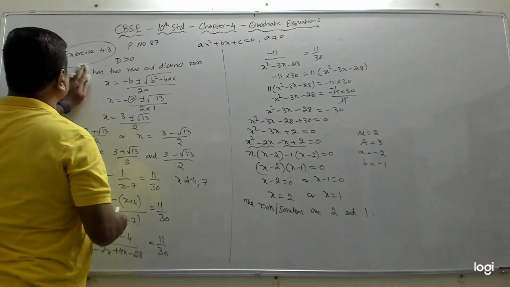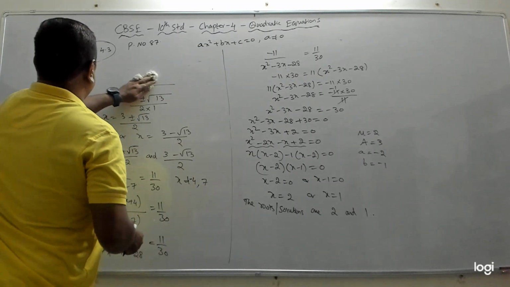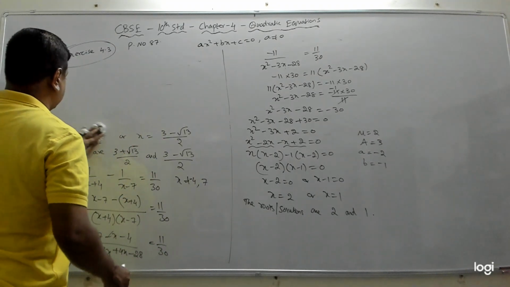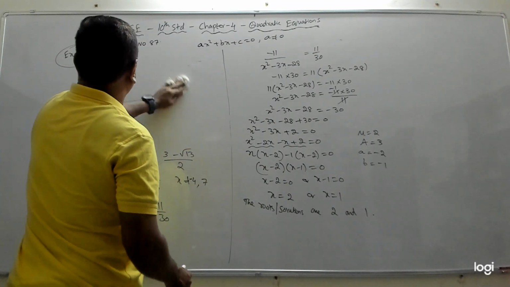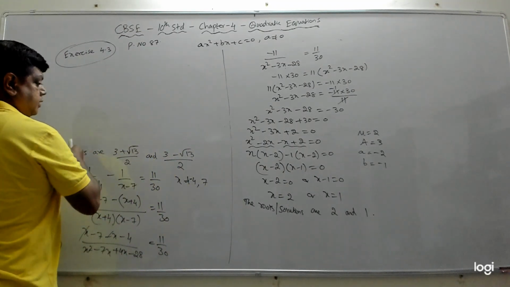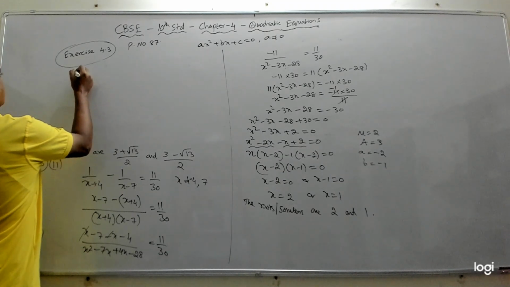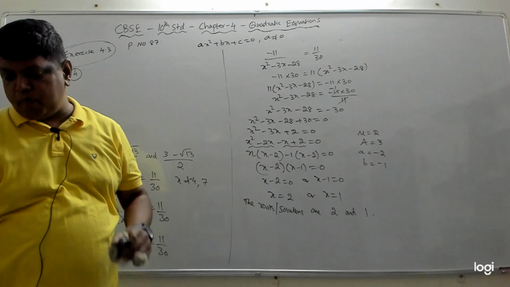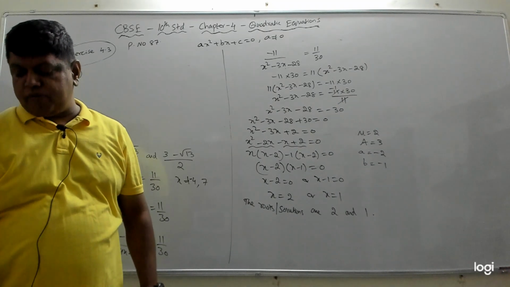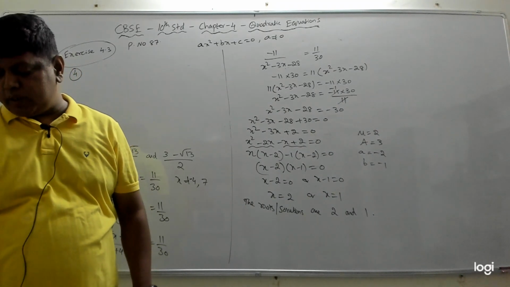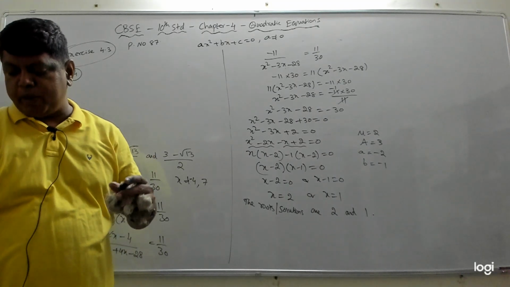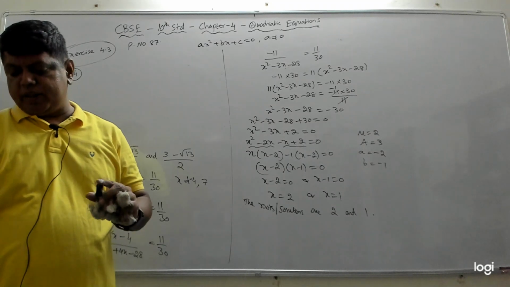I'll erase this. Okay, so what is the fourth problem? Fourth problem in the textbook, it's a word problem. It says the sum of reciprocals of Rahman's ages in years 3 years ago and 5 years from now is 1 by 3. Find his present age.